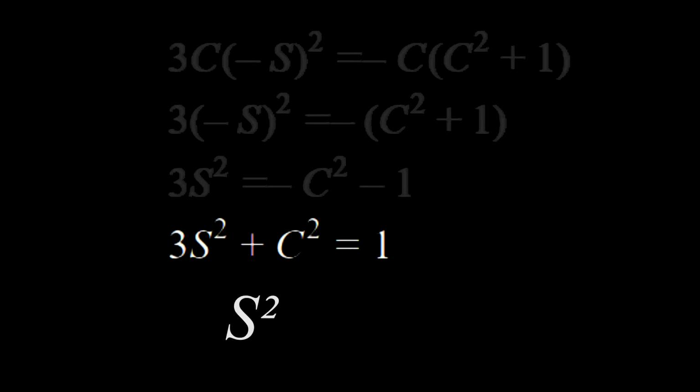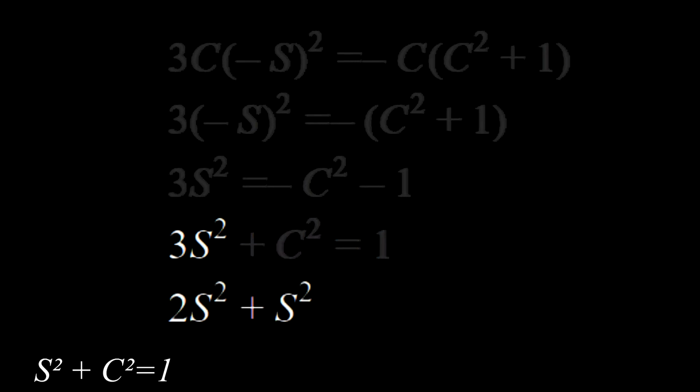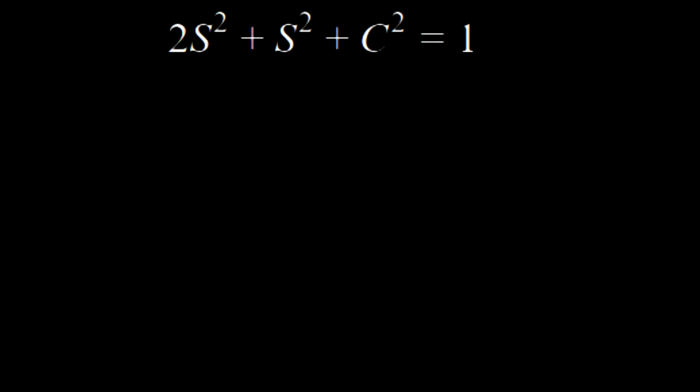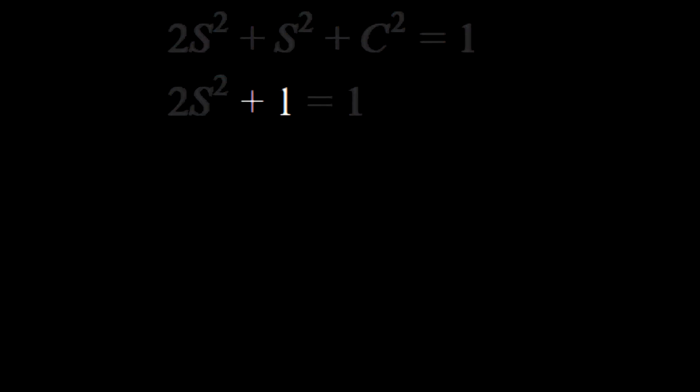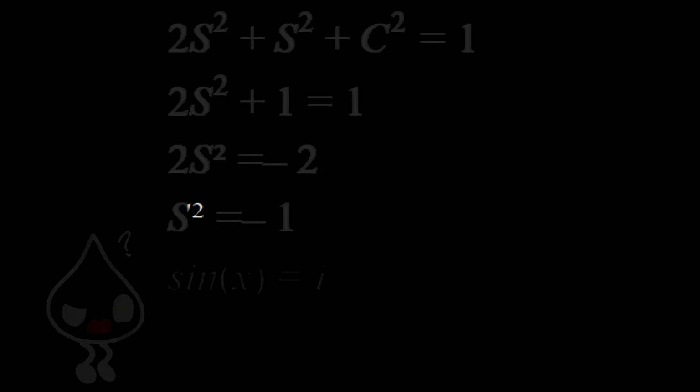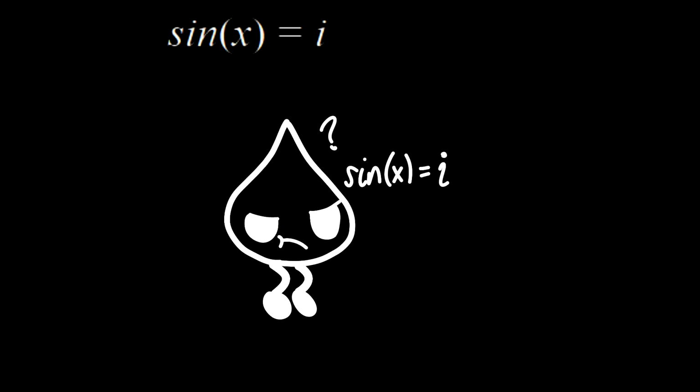Next, we know sin x squared plus cosine x squared equals 1, so to get this, we separate 3S squared to 2S squared plus S squared. Now, with a 1 on the left-hand side, we can subtract this to the right, making it negative 2. Now, we can divide by the 2, leaving an S squared. Next, we take the square root to get sin x only. We get i for sin x.